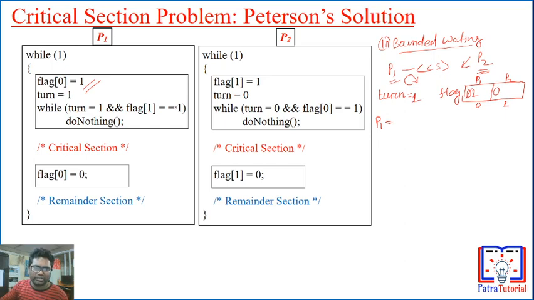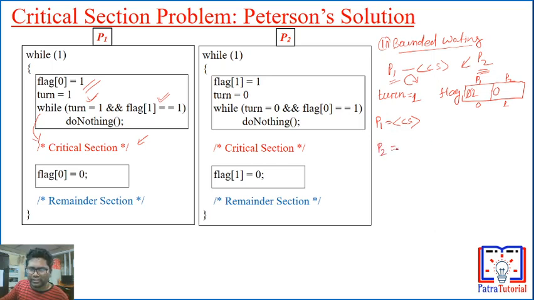Then while turn is equal to 1 and flag of 1 equal to 1, the first condition is satisfying, but the second is not, because flag of 1 is 0 right now. Since this condition is not satisfying, it will directly go into the critical section. So now P1 is in the critical section. Suppose at this point P2 is making a request for the critical section.